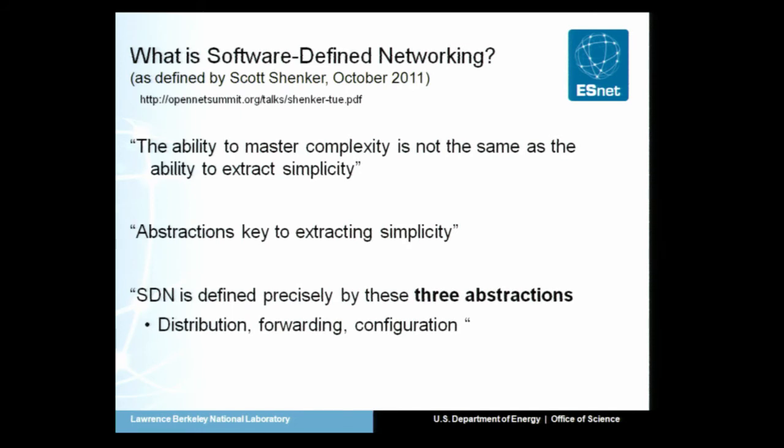According to Scott Shenker, SDN is defined precisely by 3 abstractions, and one is the distribution abstraction, and I think this is what you're familiar with. OpenFlow and software-defined networking architectures are logically centralized and not distributed like the internet applications or internet protocols were. But again, I have to stress it is logically centralized, and we have to keep that in mind. There is the forwarding abstraction, which is represented by the OpenFlow protocol and the flow forwarding. And then there is the configuration abstraction, and that is not something that many people talk about.